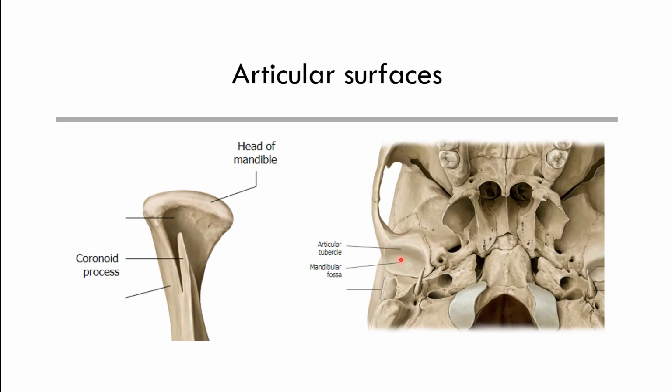Head sits here. And articular surfaces are the tympanic part, this is the mandibular fossa and articular tubercle. Articular tubercle prevents the forward displacement of the mandible.